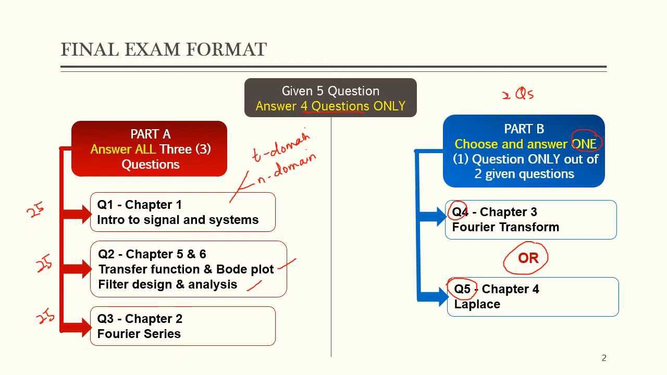Okay, what are the topics covered in questions 4 and 5? So question 4 will be covering chapter 3, Fourier transform, and chapter 4 in question 5, it is the Laplace transform. So you need to choose either to answer Fourier transform or Laplace transform. So altogether, 4 questions need to be answered within 2.5 hours. Please make sure you write down the question number properly in your answer script.